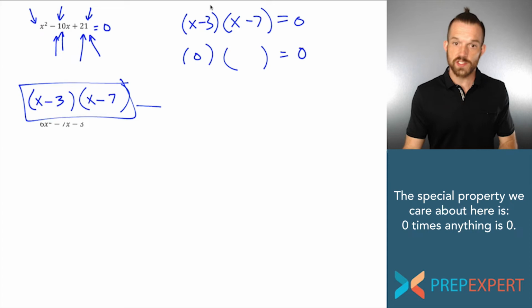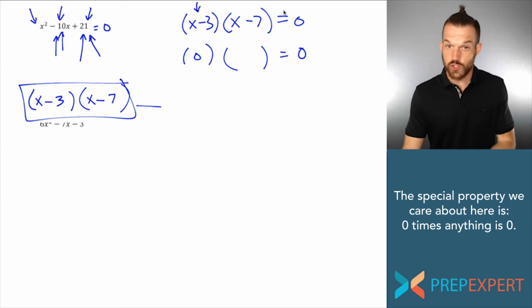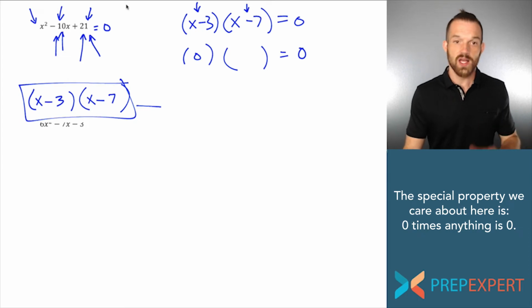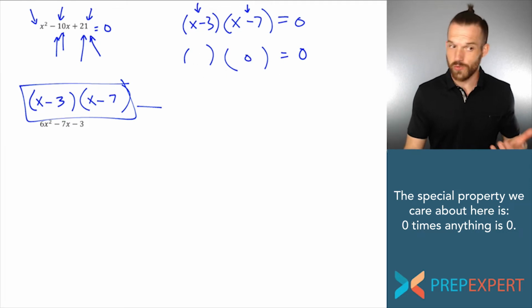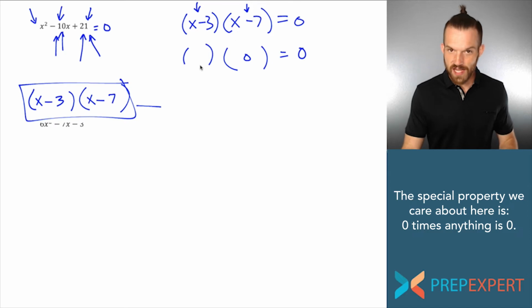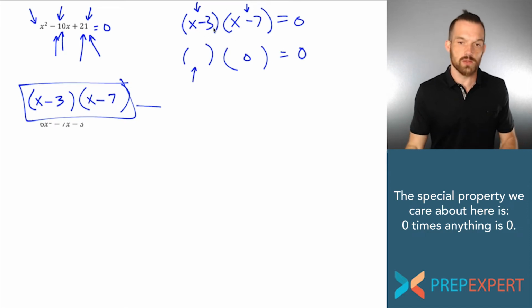In other words, if I can make this binomial equal 0, then the equation is true, regardless of what happens over here. And the reverse is true as well. If I can make the right binomial equal to 0, then the equation is true, regardless of what's happening in the left binomial. And that's why each of these binomials by itself represents a solution to the equation.